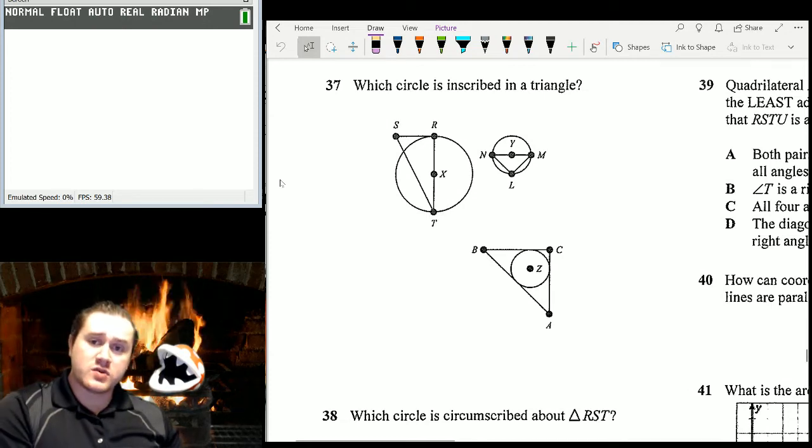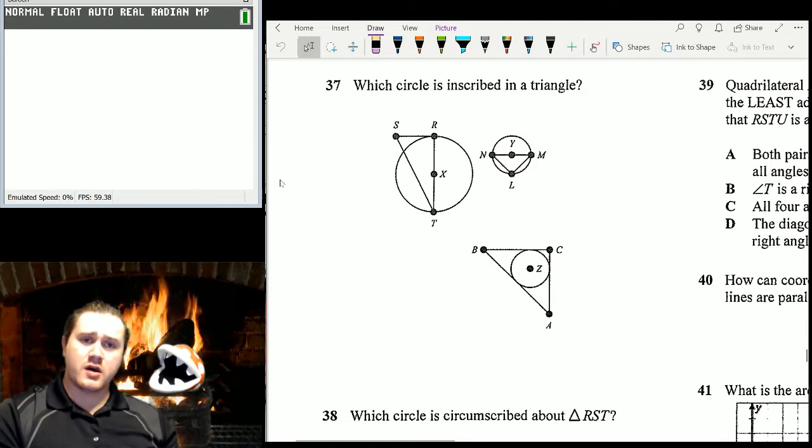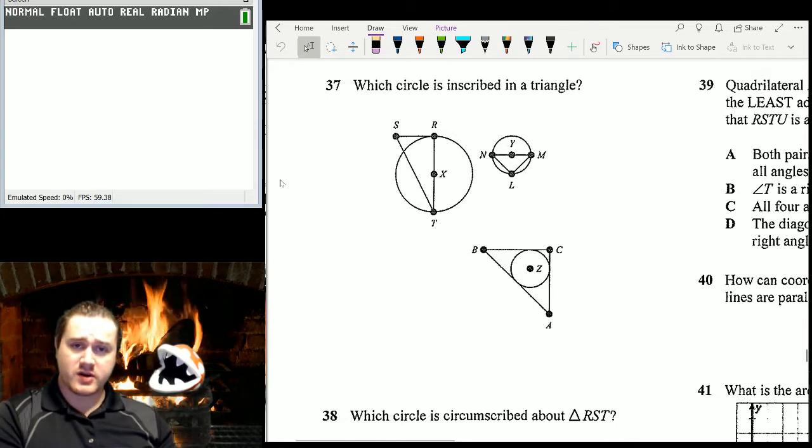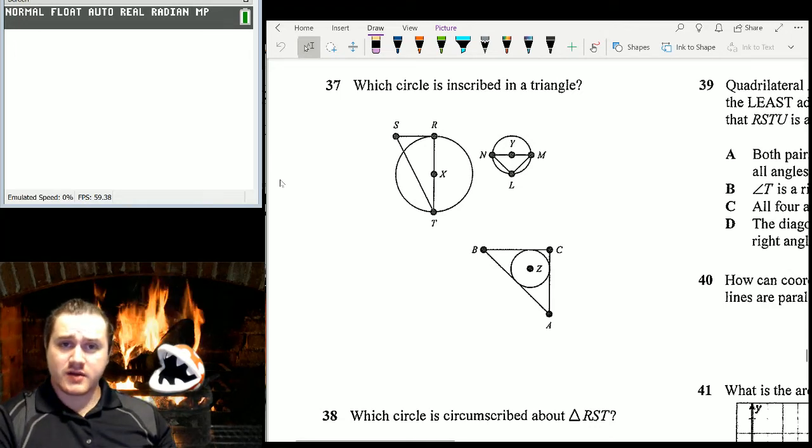Alright, welcome to part 4 of the midterm geometry review. This time we're going to do questions 37 through 45, starting off with number 37.